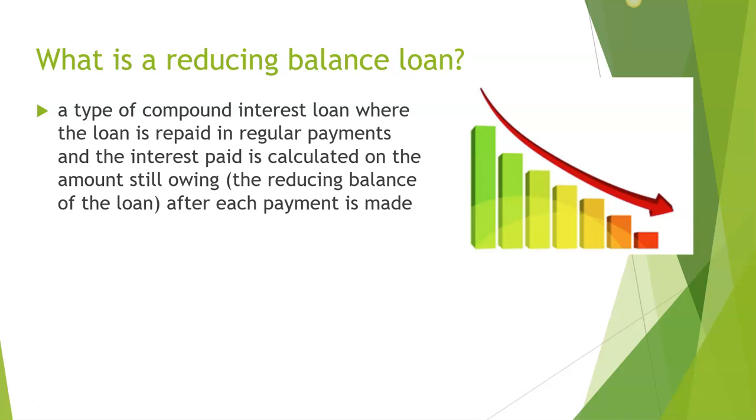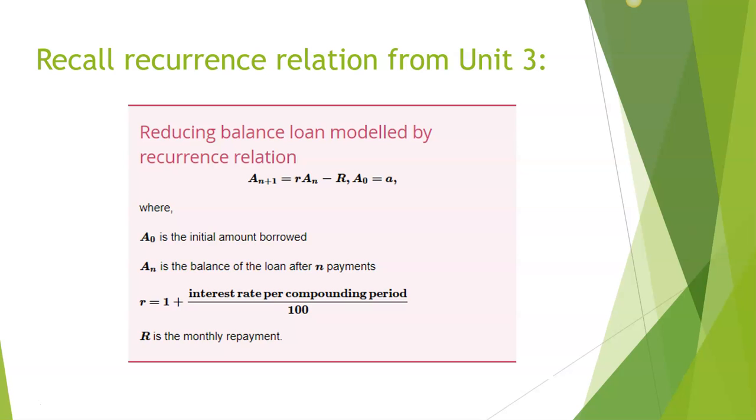So what is a reducing balance loan? It's a type of compound interest loan where the loan is repaid in regular payments and the interest paid is calculated on the amount still owing. And so each month, because you've made a payment, the balance is getting lower and lower until you've paid it off completely. If you remember from Unit 3, in a recurrence relation the next term is the term before it multiplied by the interest rate, and we take away the repayment. That should be familiar to you after finishing Unit 3.